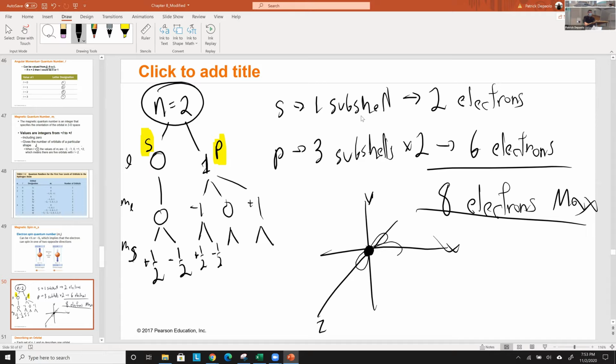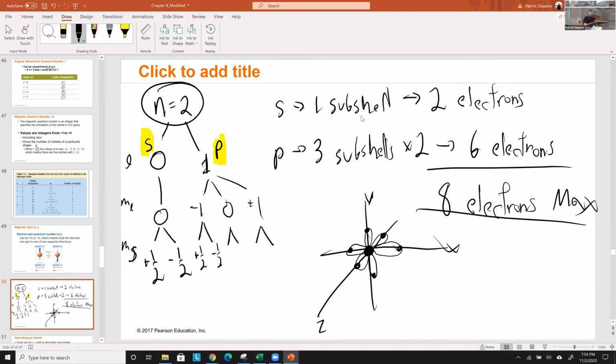Subshell 1, subshell 2, subshell 3. In each subshell, there's 2 possible electrons, and they have to be spinning in opposite directions for them to be in the same subshell. So electron 1, electron 2, electron 3, electron 4, electron 5, electron 6. That's what we mean.